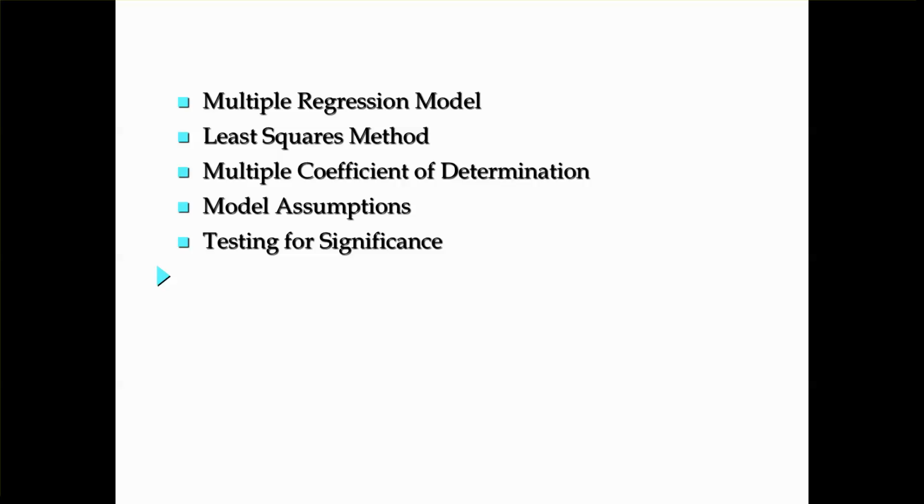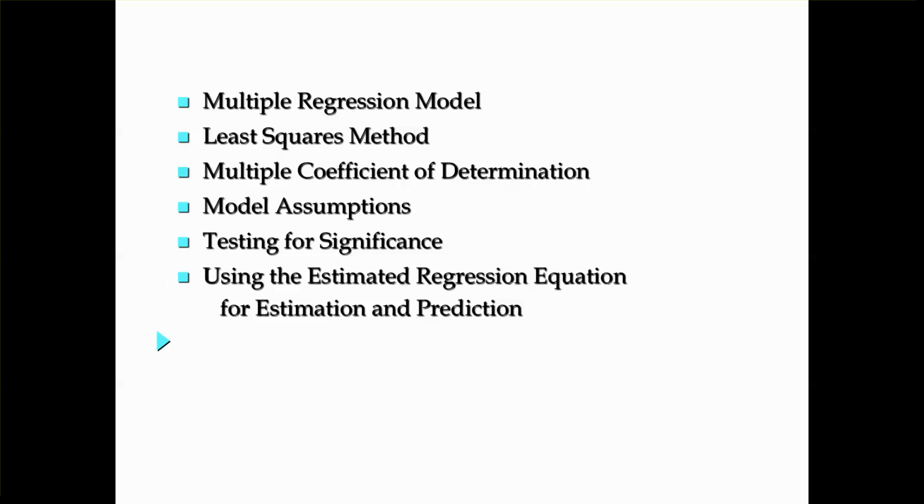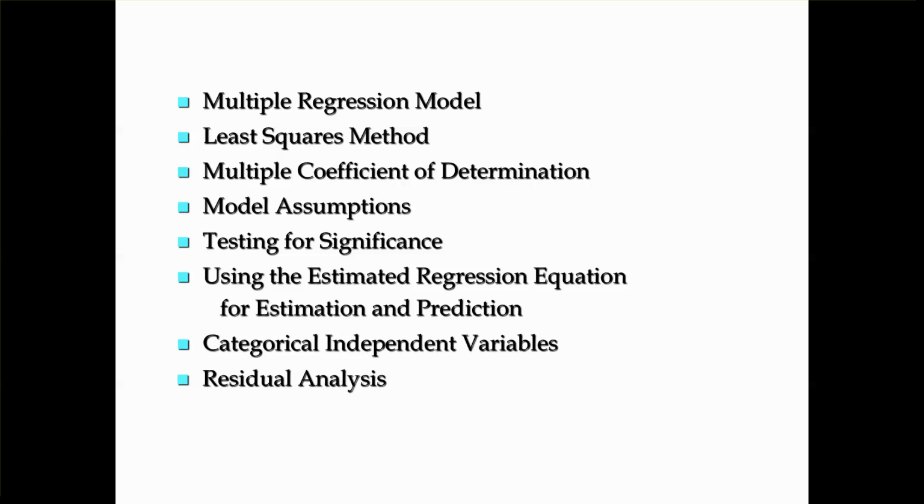Next week, we will look at how to use the estimated regression equation to do estimation and prediction. We'll also look at how to include a categorical independent variable, like gender or nationality, into our regression model, and how we should do the residual analysis to validate our model. So the last three objectives will be taught in next week's class.